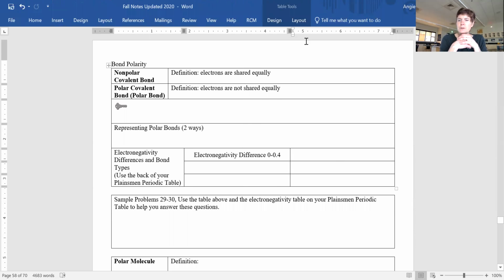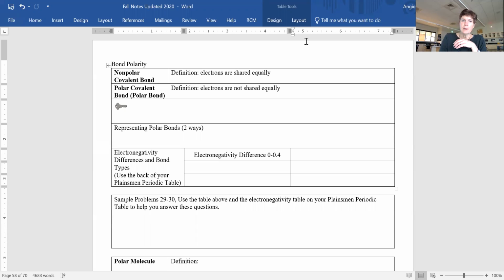When we refer to bonds, we can talk about them as nonpolar covalent bonds, which means that the electrons are shared equally and there's no greater density of electrons around one of the atoms versus the other. So they're shared equally. Shared meaning covalent, and equally shared meaning there's no polarity to the bond.